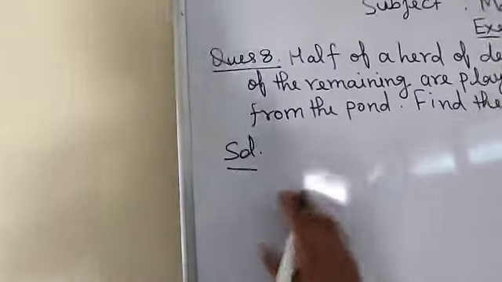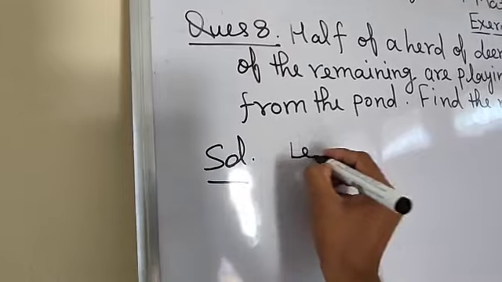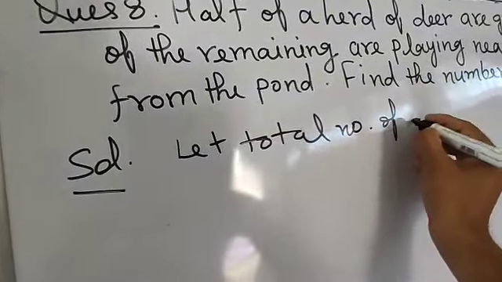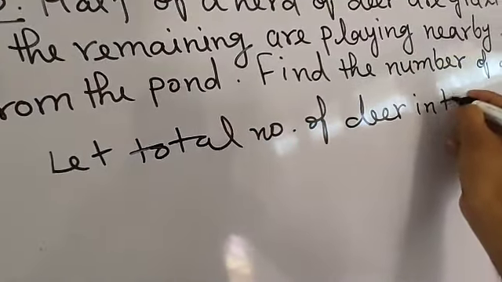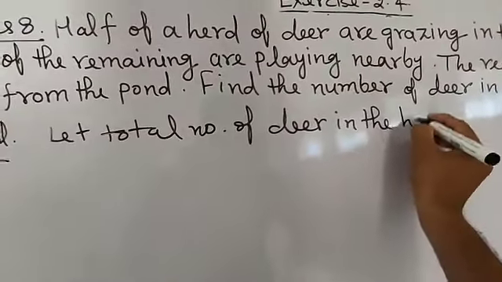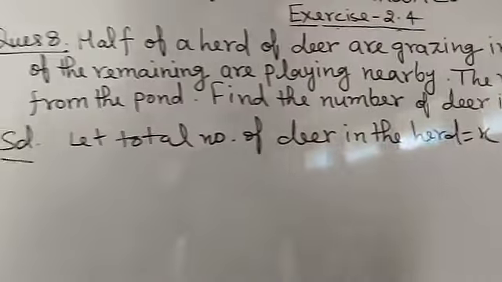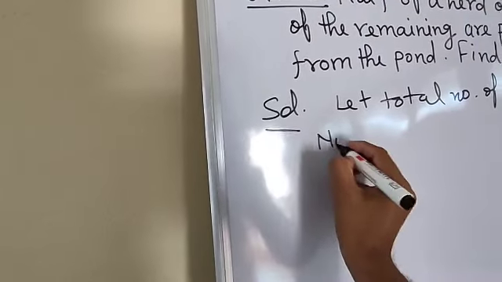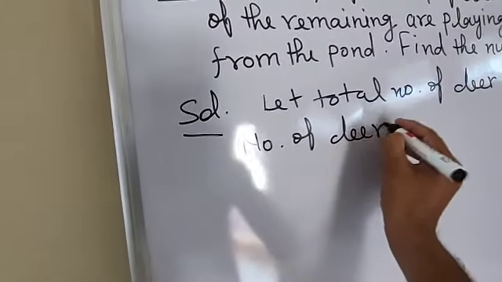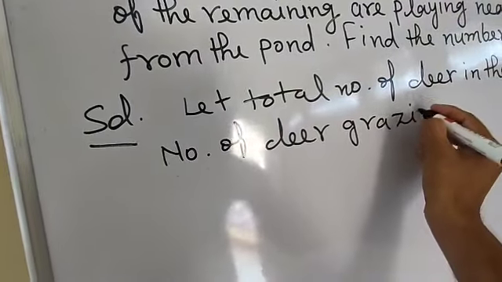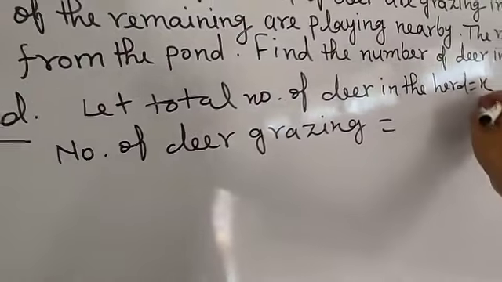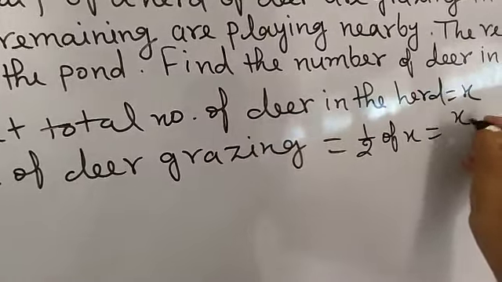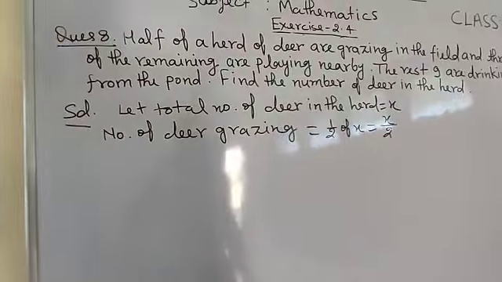So here you will take a variable for the total number of deer. Let the total number of deer in the herd be x. Now it is given that half of the herd of deer are grazing. It means the number of deer grazing is half of the total deer, half of x, which is x by 2.